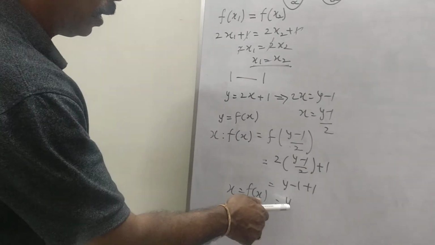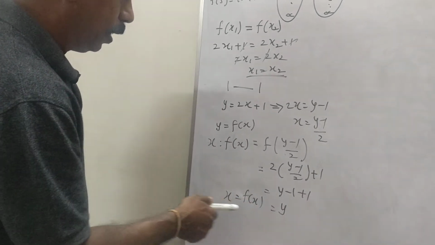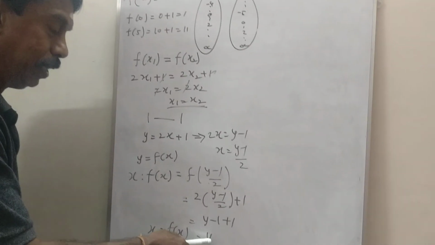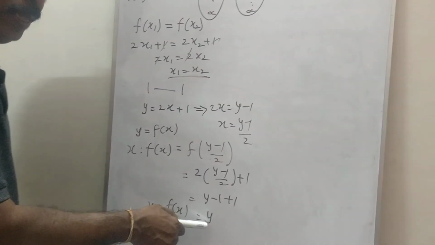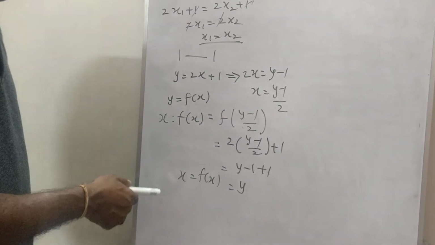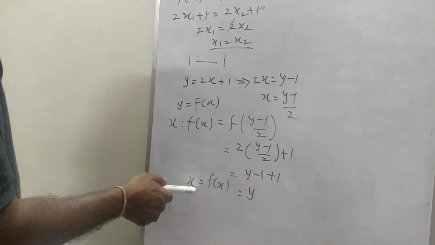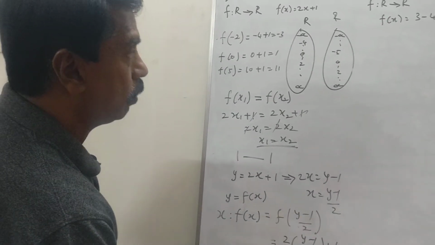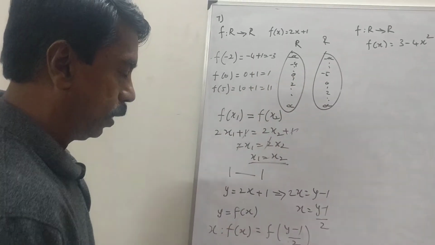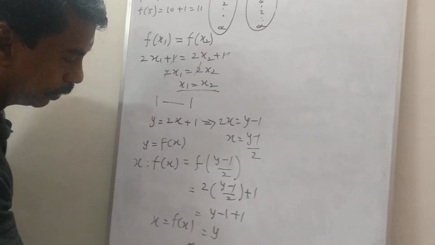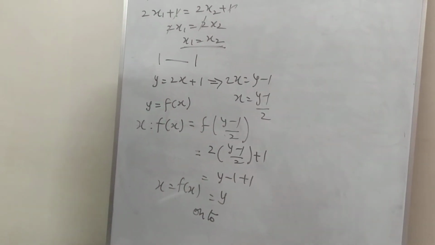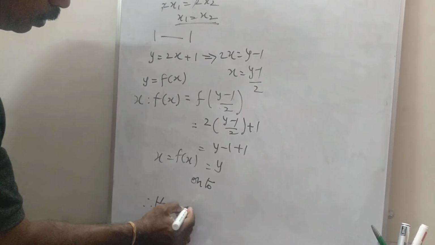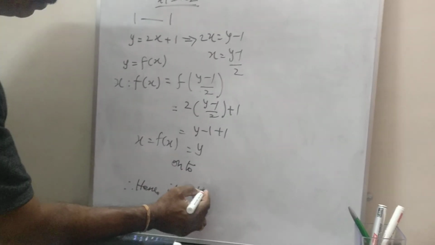That means for every element of y, definitely there will be a pre-image x. For every element in the codomain y, there will definitely be a pre-image in the domain R, which is x. That is, no element is left out without a pre-image in the codomain. Therefore, we can say that it is also onto. Hence, it is one-to-one and onto. Hence, it is bijective.